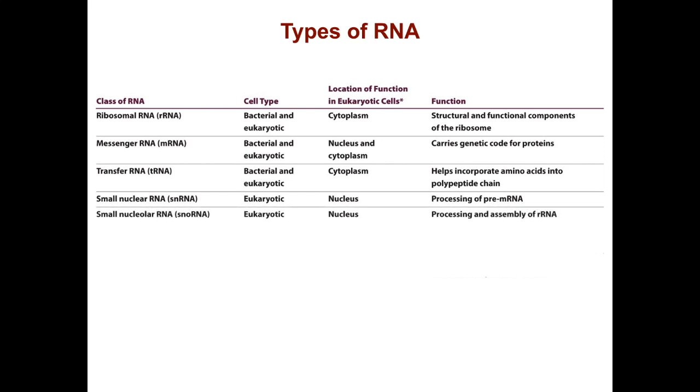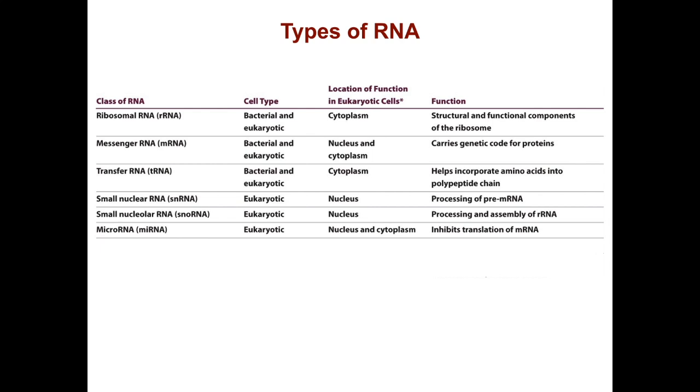Small nucleolar RNAs, these snoRNAs, function in eukaryotes in the nucleus and are important for the processing and assembly of ribosomal RNA. MicroRNAs are in eukaryotic cells. They function in both the nucleus and the cytoplasm, and they inhibit the translation of mRNA.